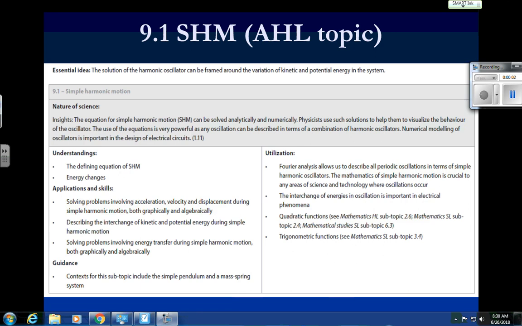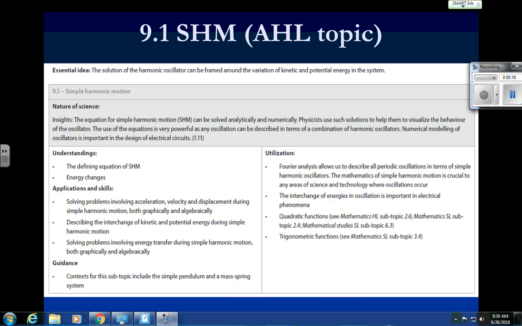All right, this is topic 9.1, which is simple harmonic motion. We've already done simple harmonic motion in the standard level curriculum. This is the higher level material that's going to be additional to it. Essentially, the earlier material was mostly conceptual. This is going to get a little bit more mathematical in describing simple harmonic motion.